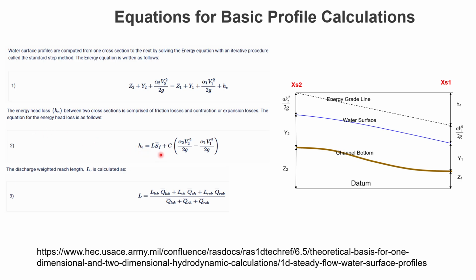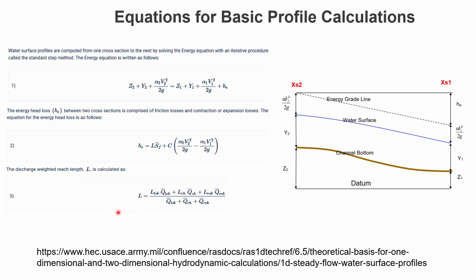The equation, like we mentioned, has this L S_f plus C term, and this whole equation accounts for the discharge weighted reach length, which is the L. It accounts for the friction slope between two sections. It also accounts for the expansion or contraction loss coefficient, and that is the C. The rest of the equation comes from the water surface elevation we have upstream.